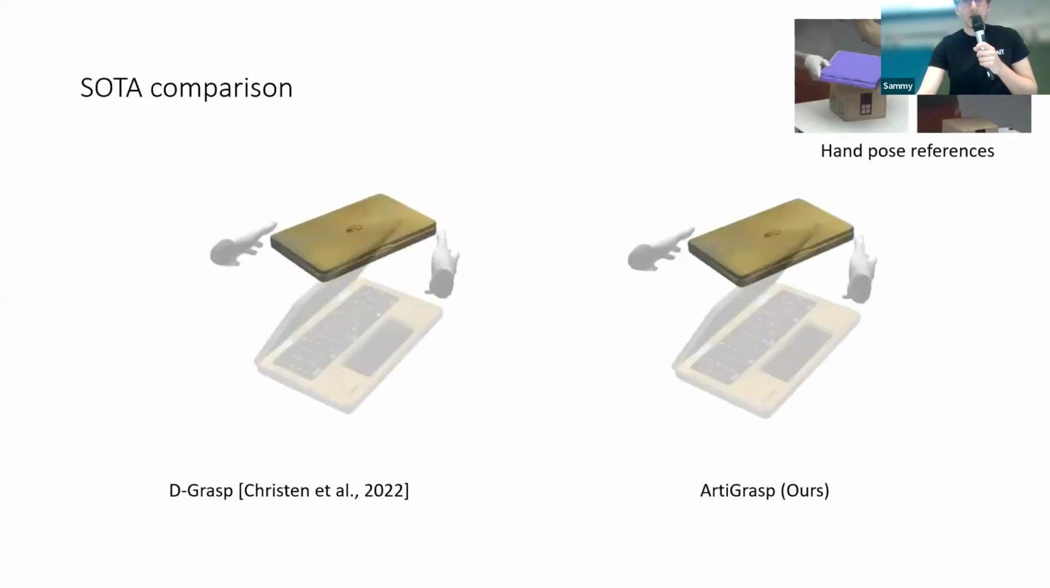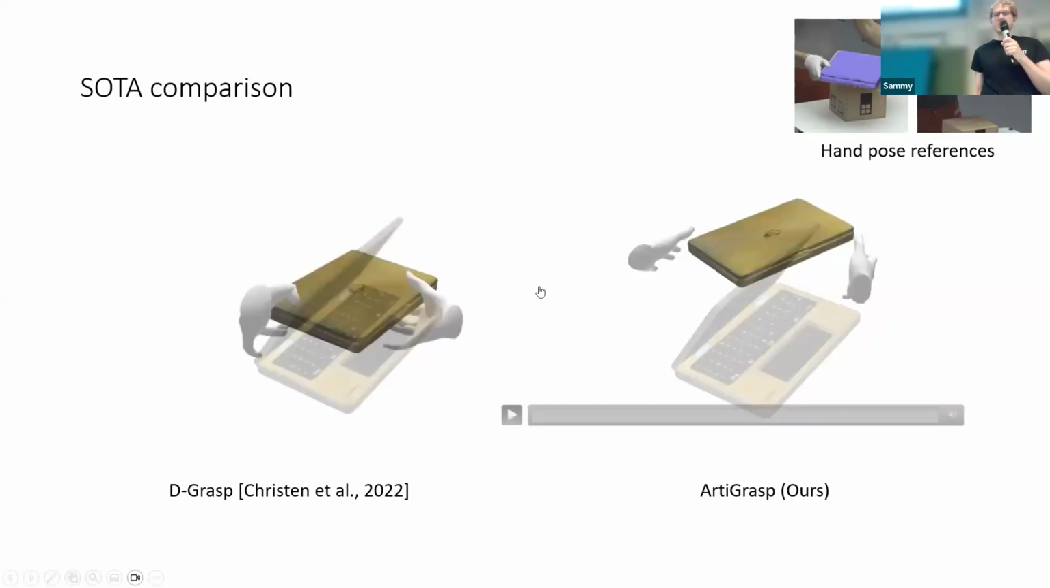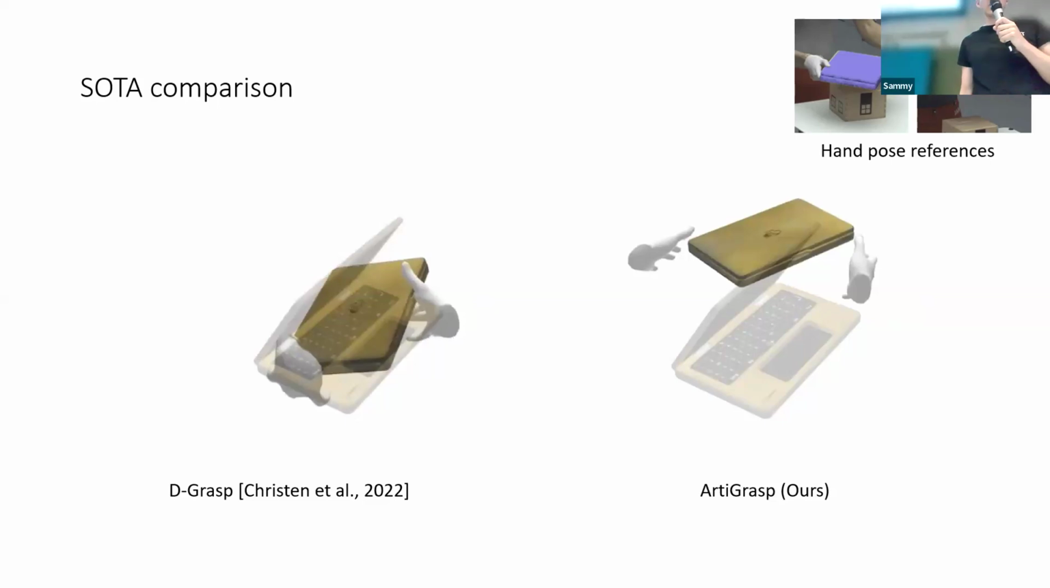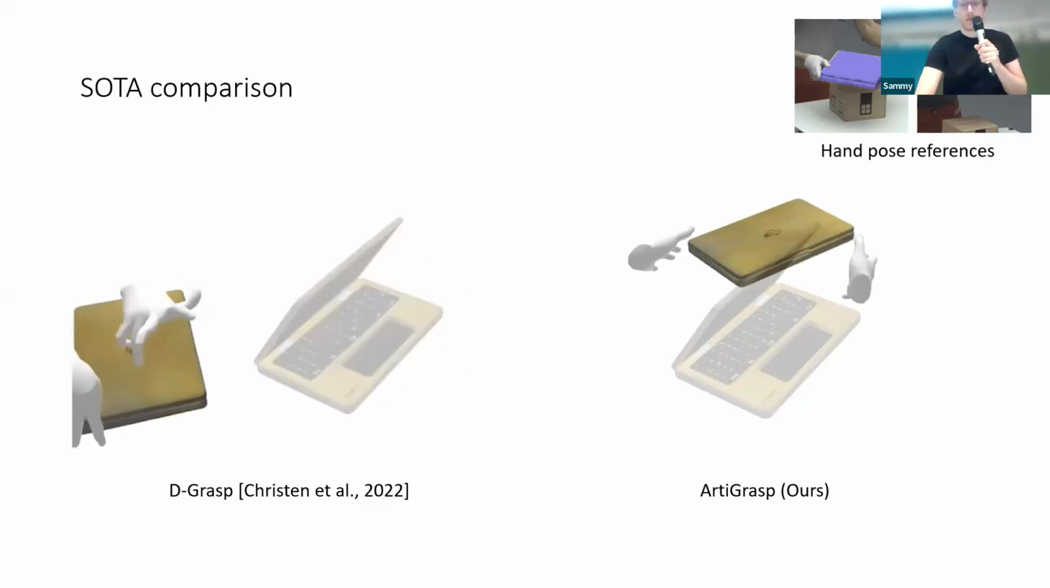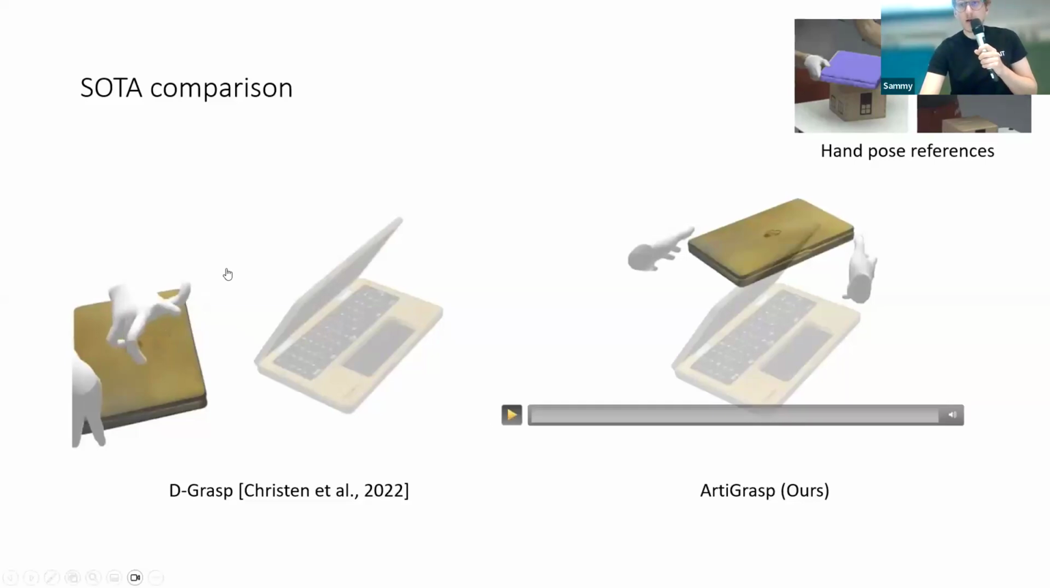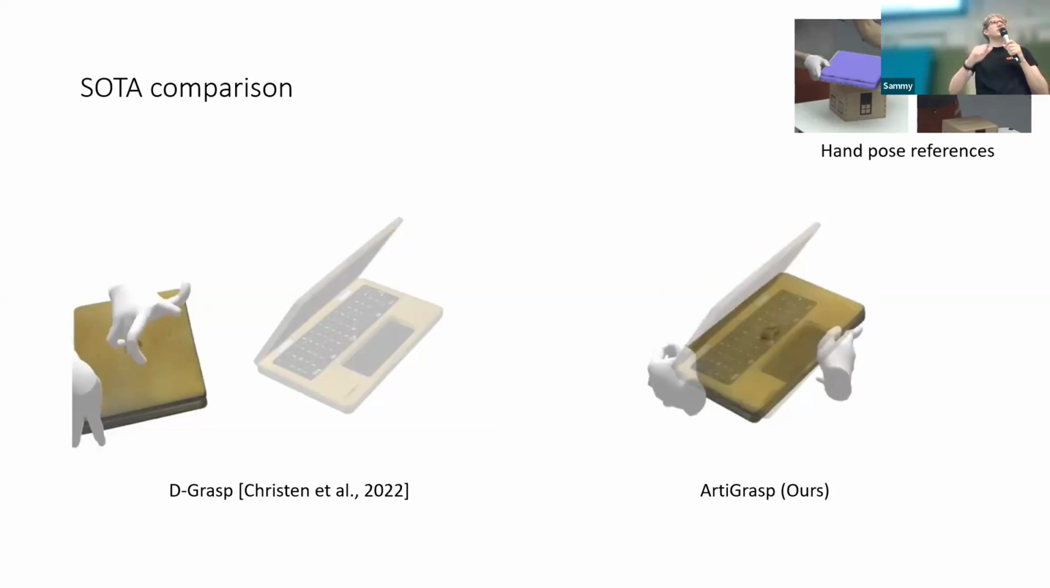So if we compare this to our previous work, you can see that grasping is possible with D-grasp, even with two hands, but the articulation of the object is quite hard to achieve. Whereas with our new model, we can actually relocate the objects and then also articulate them into target articulation angles.